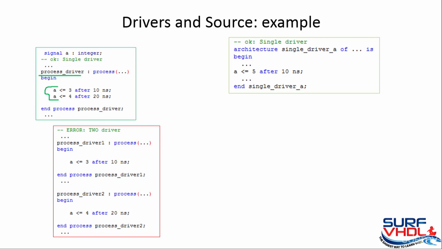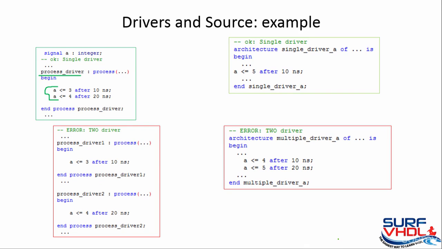This example is a concurrent assignment of signal A in the statement section. Also in this case, A has a single driver. This situation is very similar to the example on the left. Also in this example, A has two drivers that are represented by the two concurrent assignments. First driver, second driver. It's very similar to this one.